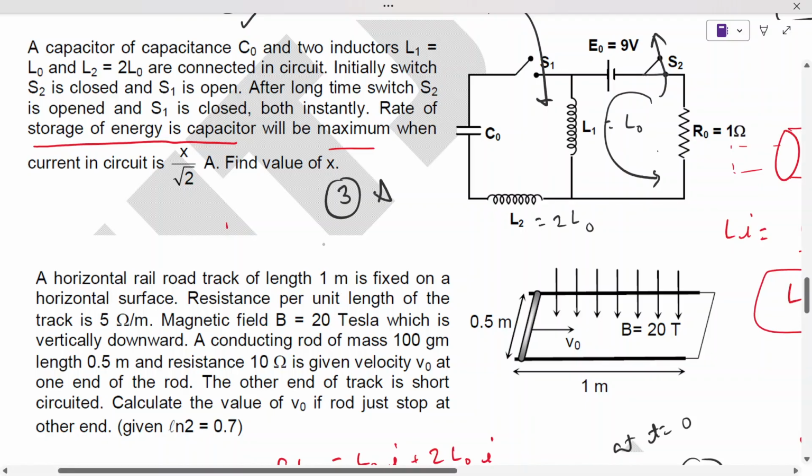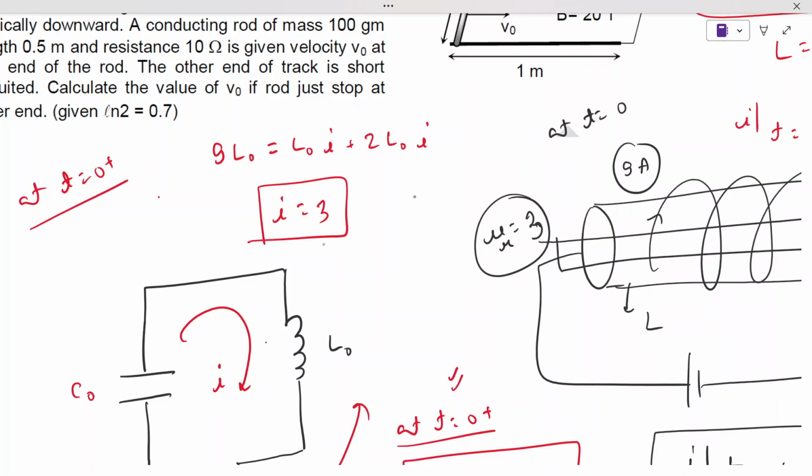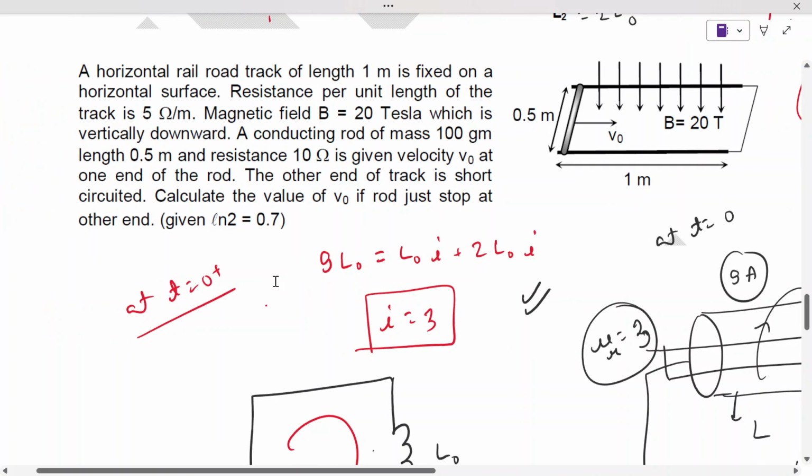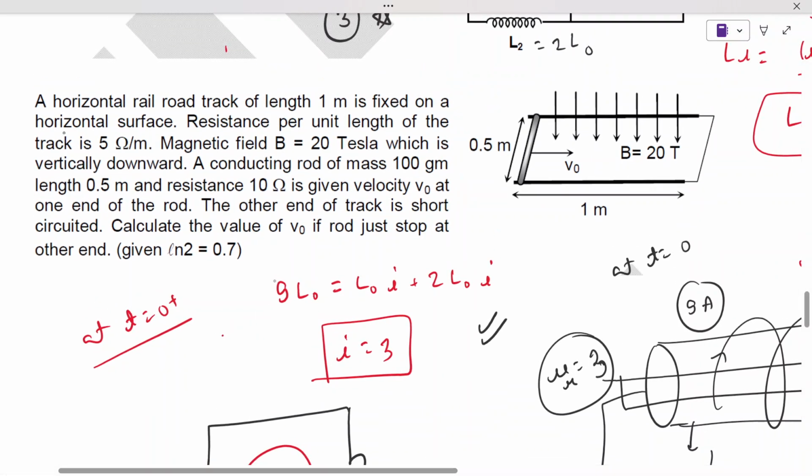And this concept is very important again. Fine. Read this problem. Correct, flux should be same. Read this problem.